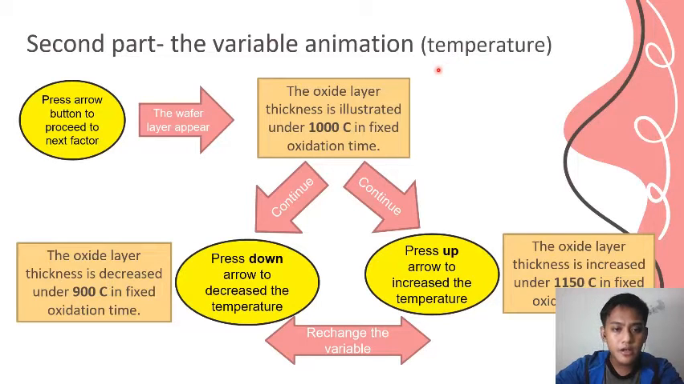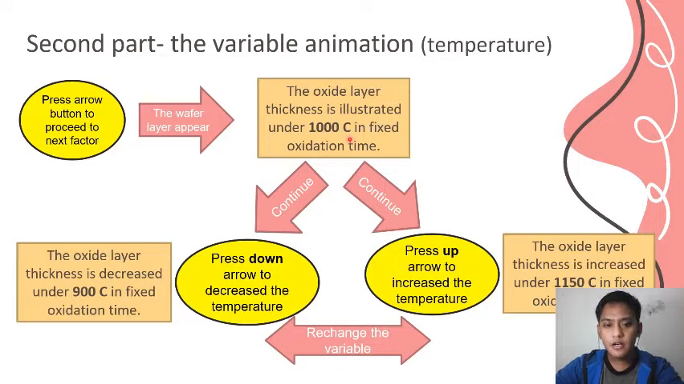For the temperature, basically this is a simple one. When you press the arrow button, you will proceed to this variable. Basically, the oxide layer thickness is illustrated under 1000 degrees Celsius in a fixed oxidation time.